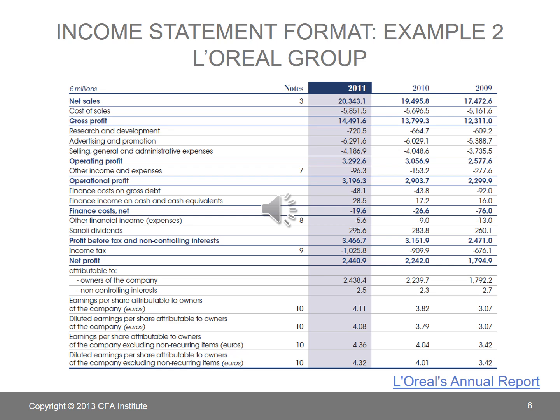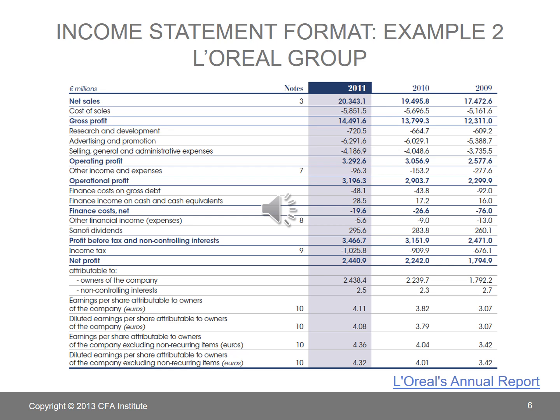L'Oreal's income statement shows expenses, cost of sales basically, as a negative number. Their income statement also shows gross profit, i.e. net sales less cost of sales, of 14.5 billion in 2011. When an income statement shows a gross profit subtotal, it is said to use multi-step format. Their statement also shows R&D, which basically stands for research and development, advertising, and SG&A expense as three separate line items.